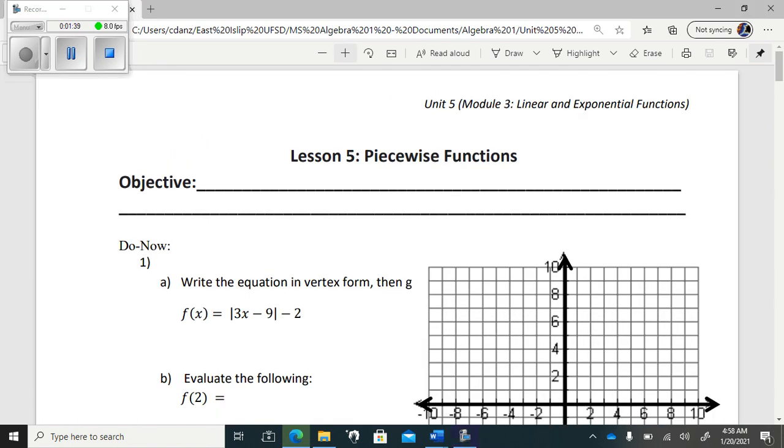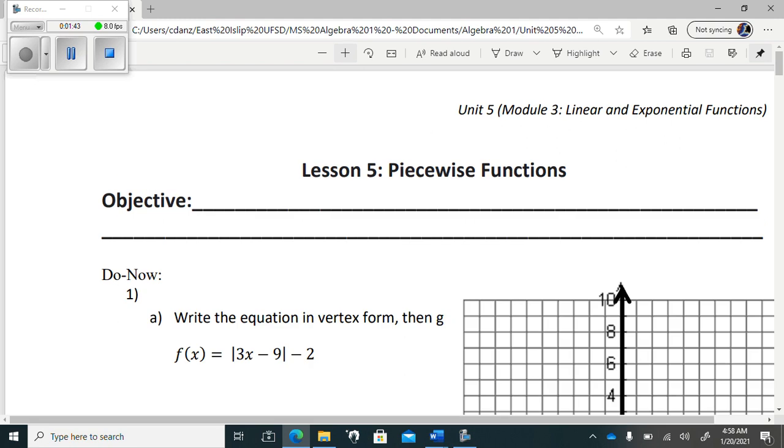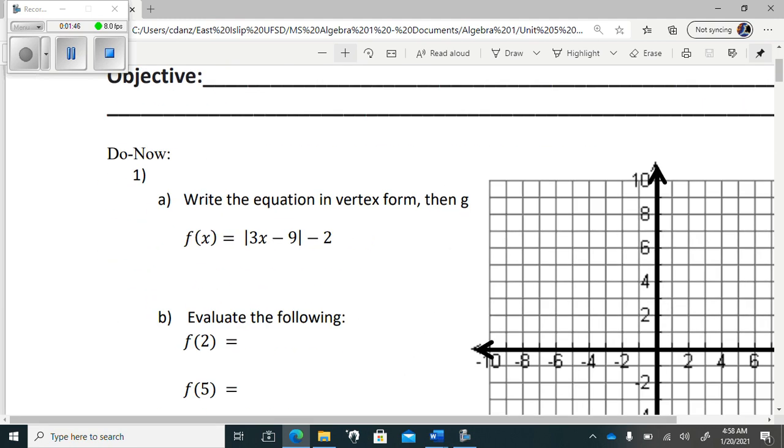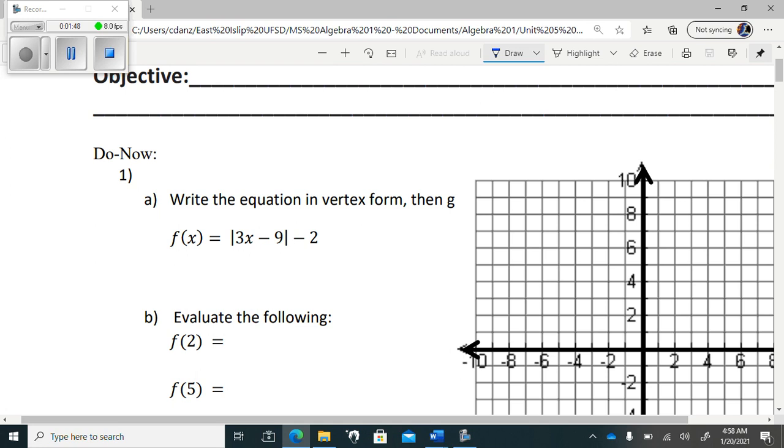And the first thing it's asking us to do is rewrite in vertex form. So remember, we don't like this 3 as a coefficient of x inside the absolute value symbols. So to rewrite it, you will undistribute, and then you take the absolute value of that 3, which is 3. You keep the x minus 3 in absolute value signs, and now it's in vertex form.